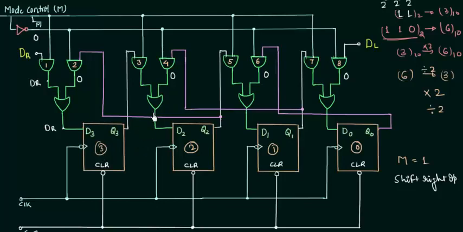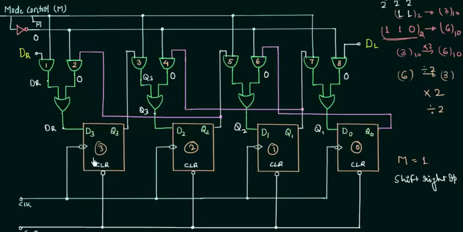And in the same way, the output here will be equal to Q3, because you can see Q3 is connected to AND gate number 3, and here we have Q3. That's why Q3 or 0 is equal to Q3. And in the same way, we have Q2 here, Q1 here.